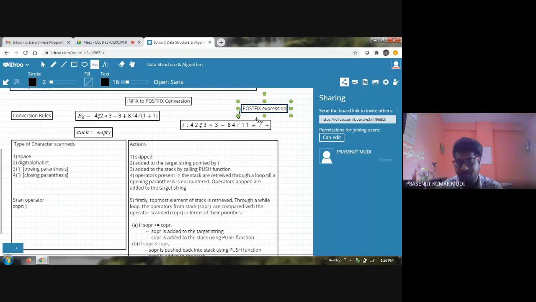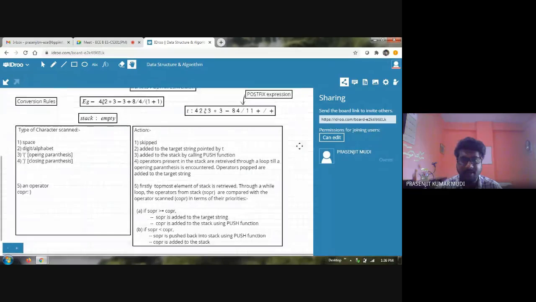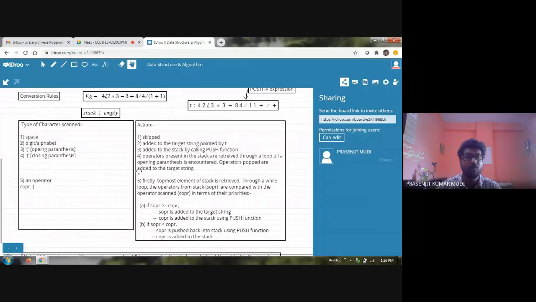Converted postfix expression. Okay. Any question up to this? You can ask me. It's just a matter of practice. You have to remember the rules, apply them, and practice with some examples. Infix to postfix conversion.